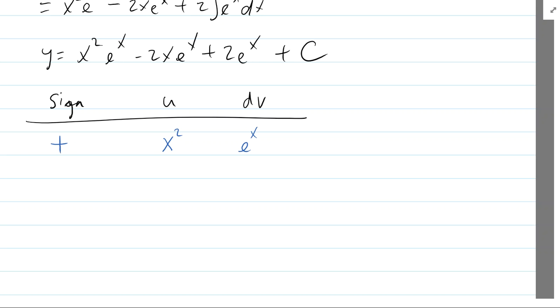Okay, we're going to alternate sign. So the next step is minus. What's the derivative of x squared? 2x. What's the integral of e to the x? e to the x. Uh-oh. Well, we know we're not done yet. So plus, alternating signs. What's the derivative of 2x? 2. Is the integral of e to the x still e to the x? Yup.